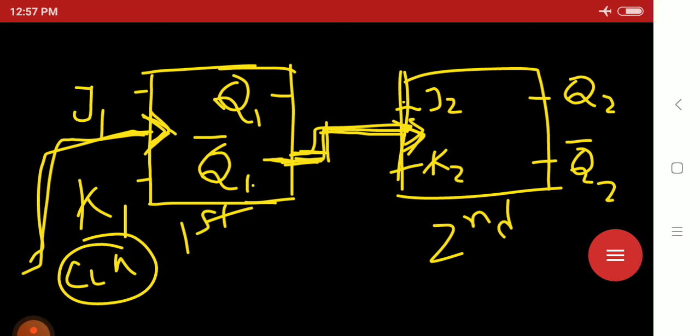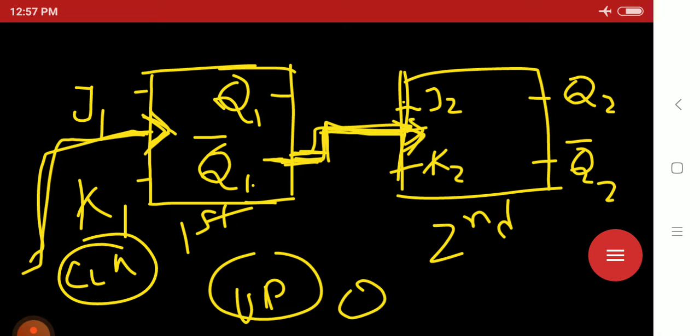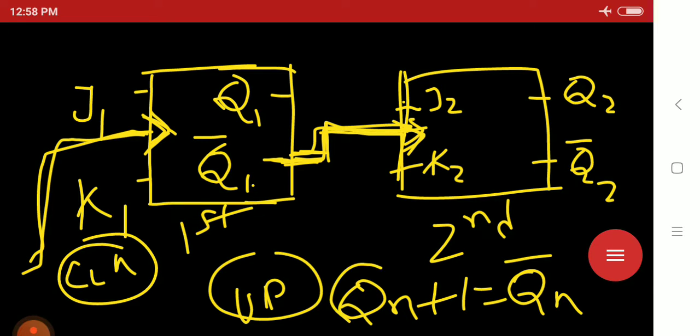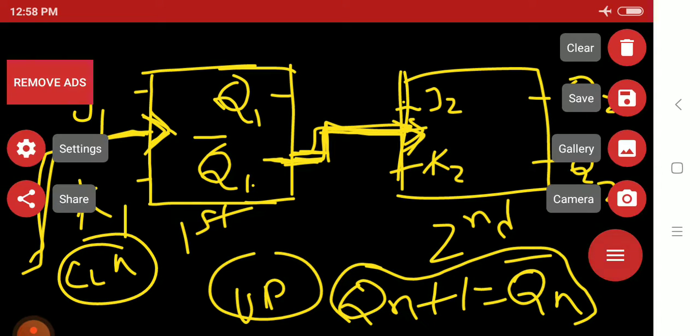Now clock pulse is given here. So what will happen? Here the complement is connected to the second flip-flop, that means up counter. So now how will it operate? In toggle condition, the JK flip-flop obeys a rule. Always remember that Qn plus 1 equals Qn bar, that is Qn complement, if J equals 1 and K equals 1. Then the flip-flop is in toggle condition.